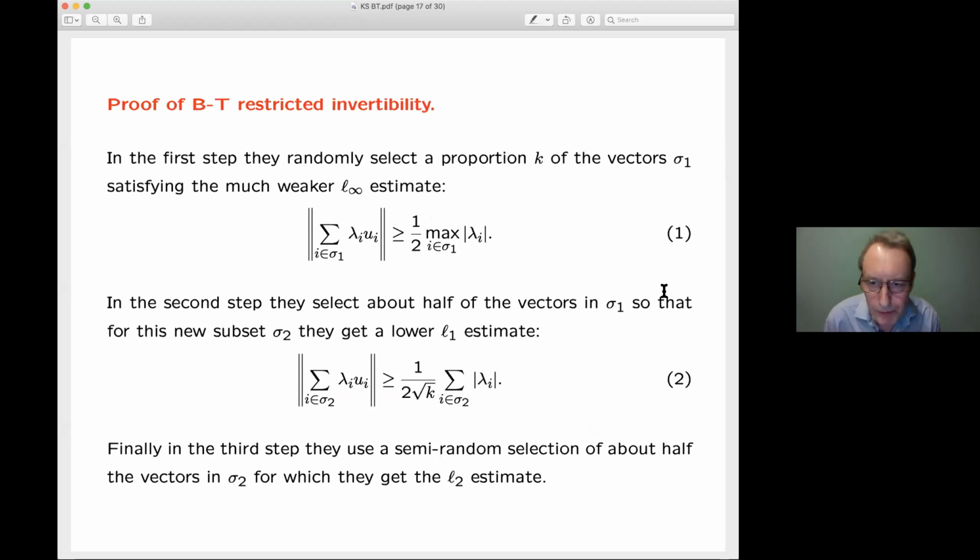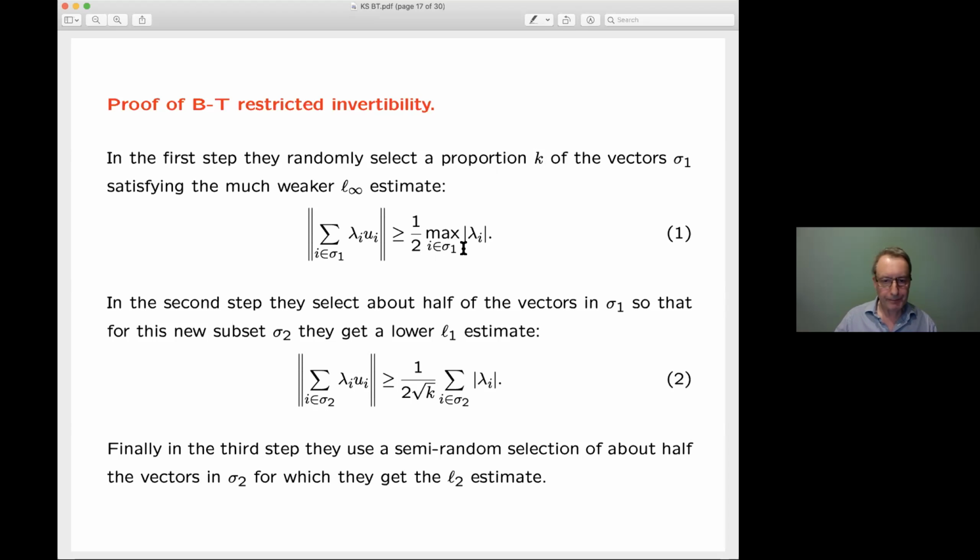Okay, so how does the proof go? Well, the proof has 3 steps. And what is bizarre is that the first step, at least, possibly even the second, but certainly the first step, involves proving something so shockingly weak that you can't imagine how it could possibly be useful. And yet it turns out that it is. So the first step is to select a proportion of the vectors which satisfy a lower estimate, not with the L2 norm, but just with the infinity norm, which is in general much smaller than the L2 norm. So this looks like an extraordinarily weak thing to do, but anyway, that's what we will do.